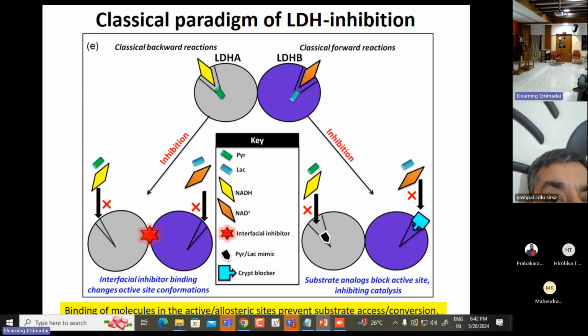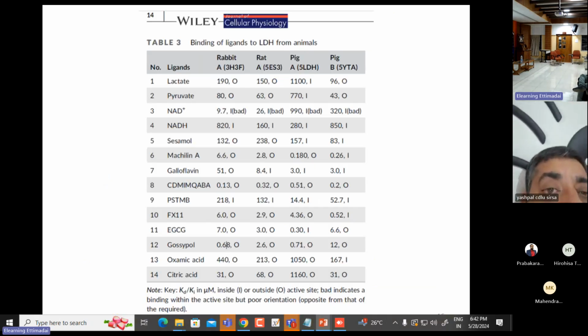There are interfacial inhibitors, but what we are saying is that most of these inhibitors are very good antioxidants. And we did docking of several inhibitors as well as substrates. And this is just an overview.